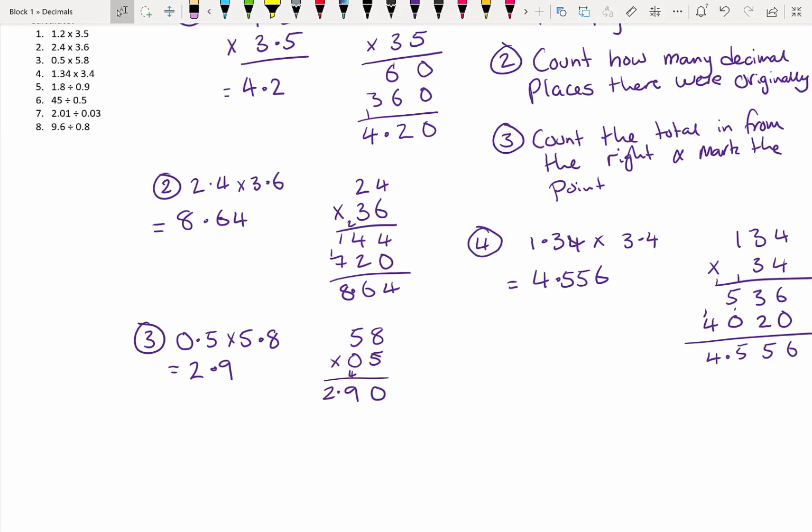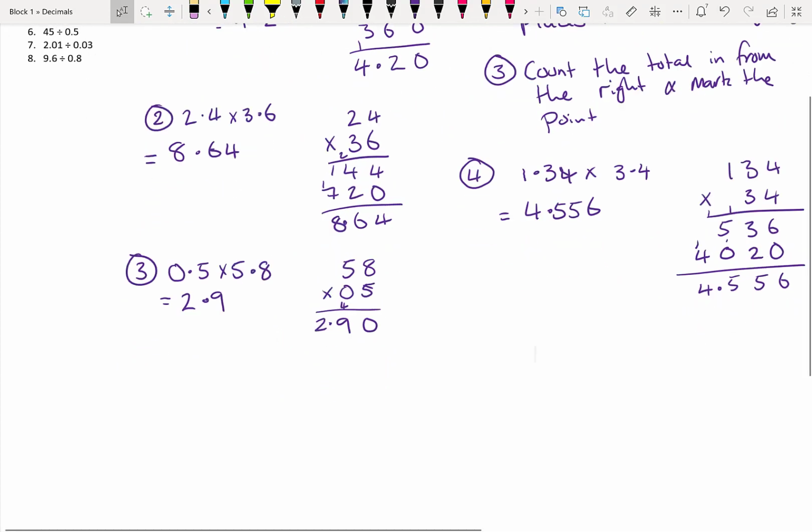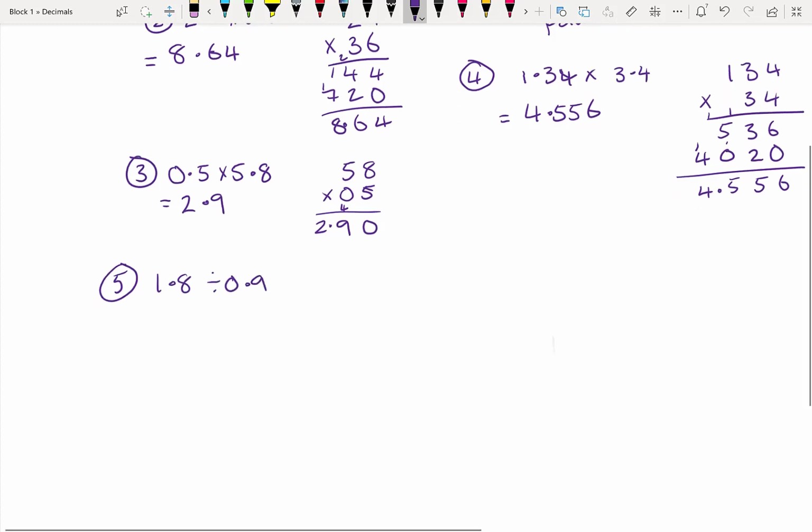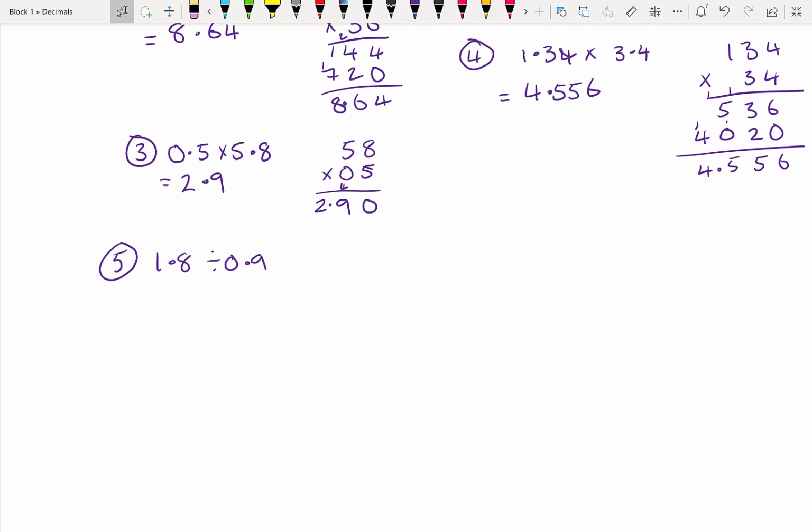Okay, so this time we're going to look at the divides. And so for our 5th example, we've got 1.8 divided by 0.9. And in other videos, we had a look at how we don't really like the divide sign if we can help it. A lot of the time it can be made a little bit easier if we use fractions. And in fact, what we're going to do is write them as fractions, because it's fractions that are going to help us here.